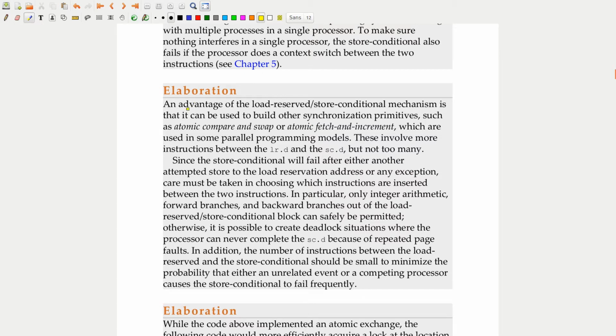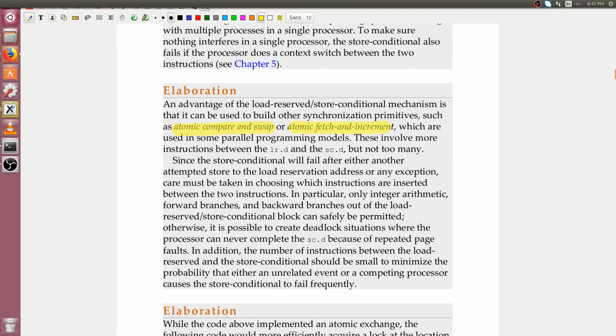So an advantage of the load-reserved store conditional mechanism is that it can be used to build up other synchronization primitives, like compare and swap, fetch and increment. These are just many different ways of doing a similar thing. So atomics are a very useful thing, and it would be interesting if I could do a little series on atomics and a little series on synchronization. I think that could be useful.